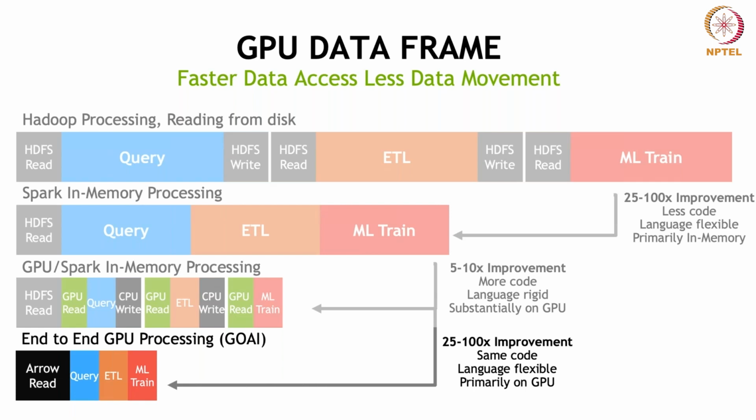Everything remains on the GPU, and once everything is in Apache Arrow, then you do your query, extract, transform, and load, and ML train all of them on the GPU itself. Now that's where a lot of innovations came into the picture, and you can see here how many folds increase.